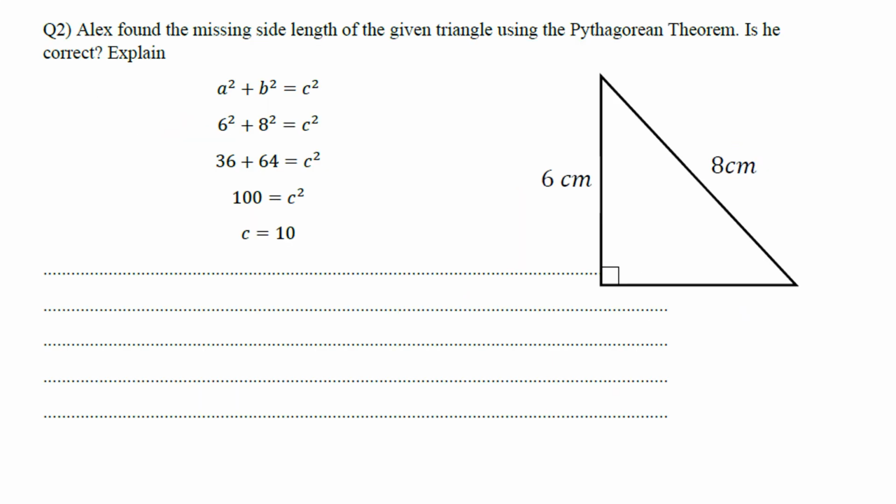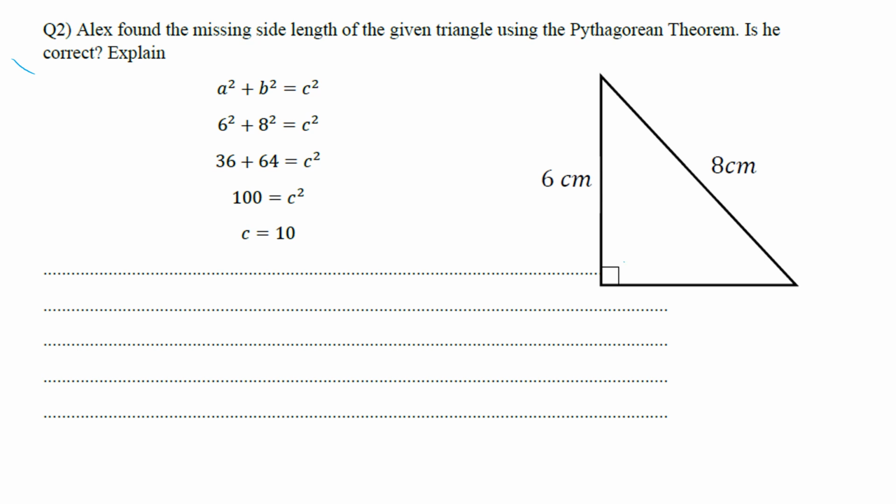So here is an interesting question. They are saying Alex found the missing side length of the given triangle using the Pythagorean theorem. Is he correct? If he is correct, explain. If he is not correct, then also explain. So first of all, I always tell the students, rather than checking his work, you solve it correctly first.